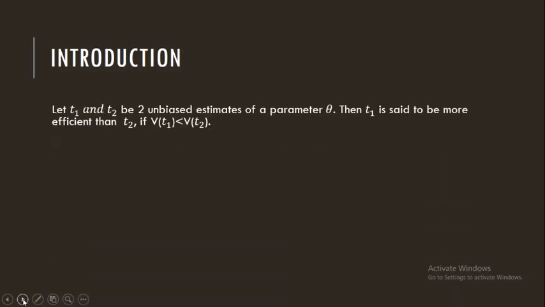Now let T1 and T2 be two unbiased estimates of a parameter theta. Then T1 is said to be more efficient than T2 if the variance of T1... here T1 and T2 are two unbiased estimates of the parameter theta. So T1 and T2 are, in other words, both statistics. And then statistic T1 is said to be more efficient than the statistic T2 if the variance of T1 is less than the variance of T2.